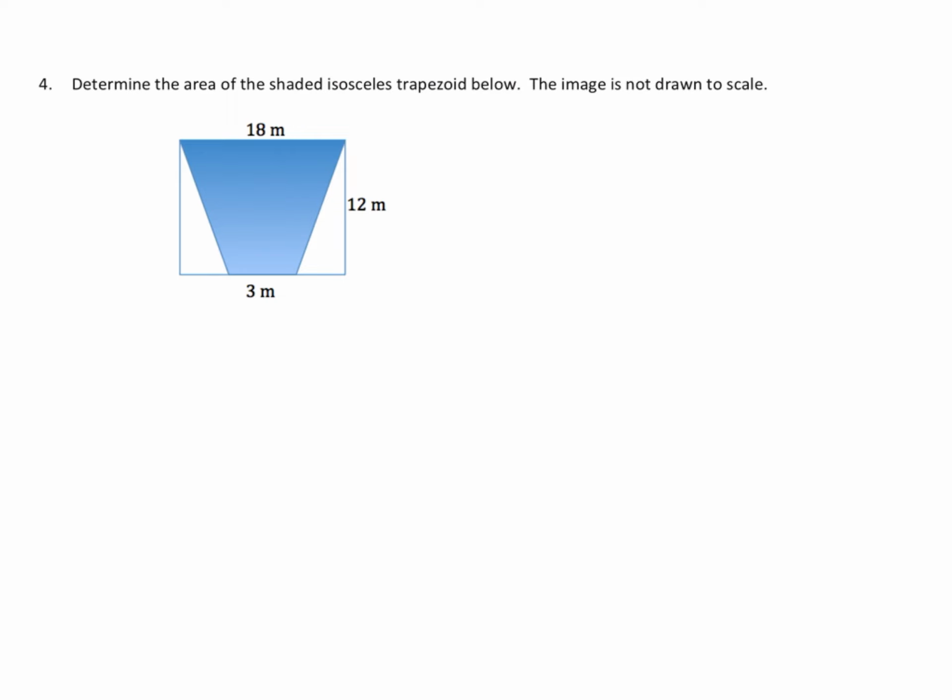This one can be done the same way if you want to just put a line in there to draw the triangle, or we can do it by finding the area of the rectangle and subtracting the pieces we don't want. So I'm going to show you this way just so that you have two different versions of how to find the area. The area of the rectangle is 12 by 18.